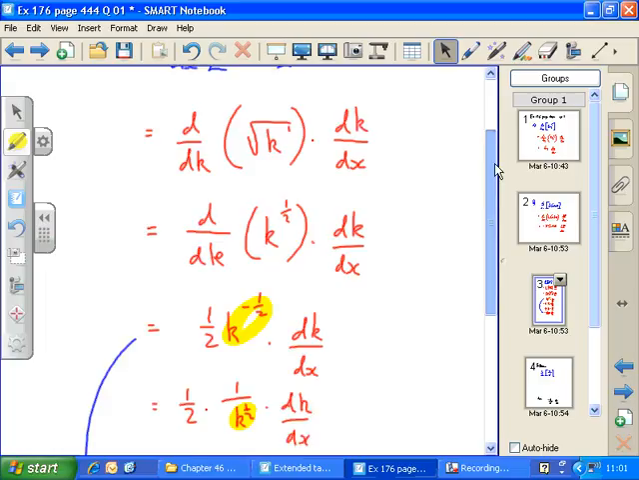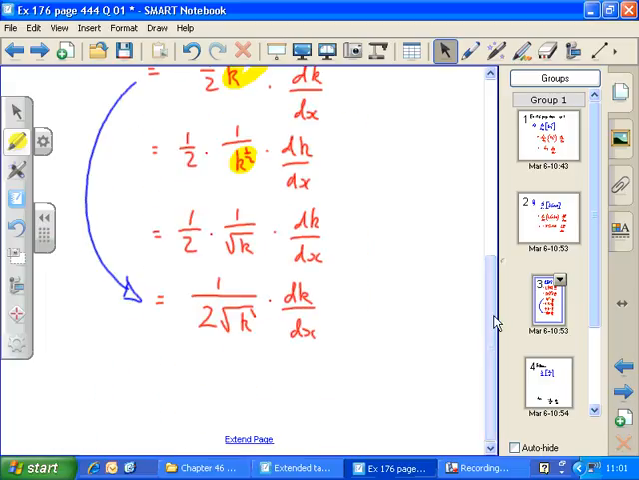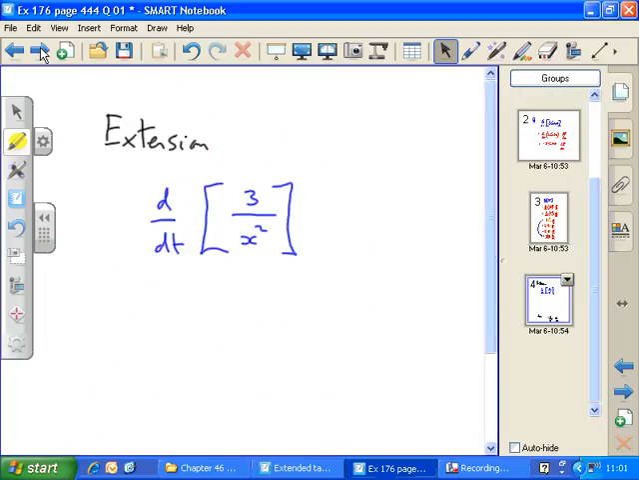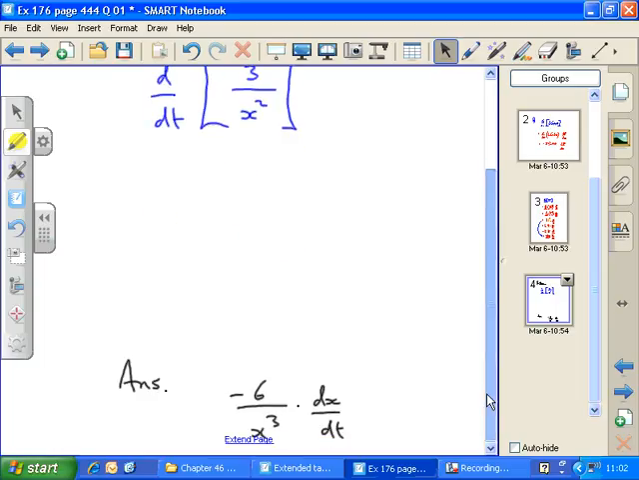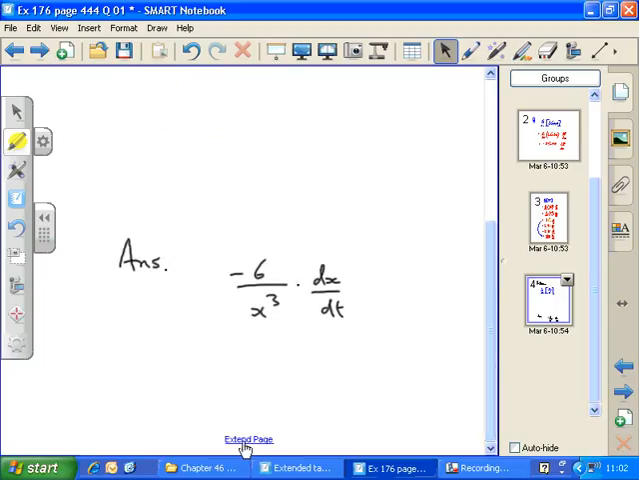So that's part C. And then this extension question, part D. So I want you to differentiate with respect to t the function 3 over x squared. So have a go at it, and then have a look at the solution which follows. You should have got the answer, minus 6 over x cubed times dx by dt.